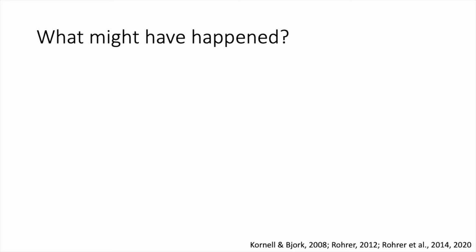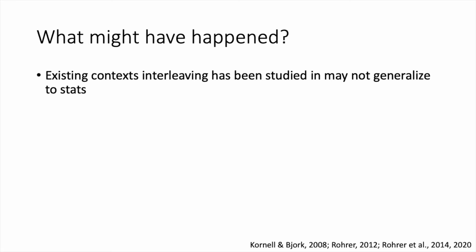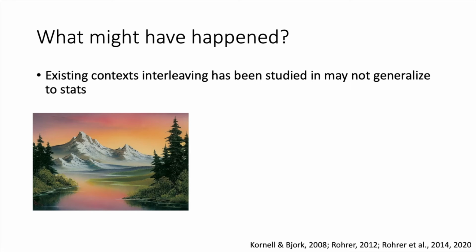Something else that might be going on is that the existing contexts that interleaving has been studied in may not generalize all that well to stats. So, for example, a lot of existing studies of interleaving used very concrete stimuli. They used things like paintings, pictures of animals, little dot diagrams, arrangements of lines on a screen. All those stimuli are very concrete. They're directly perceptible, and that is not the stimuli we used in this study.